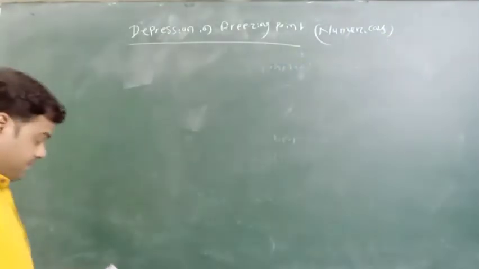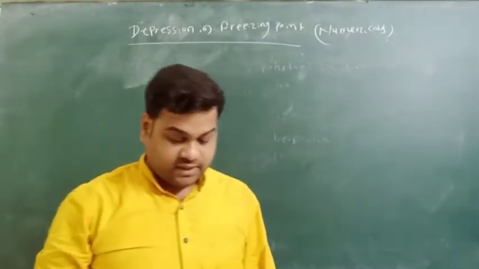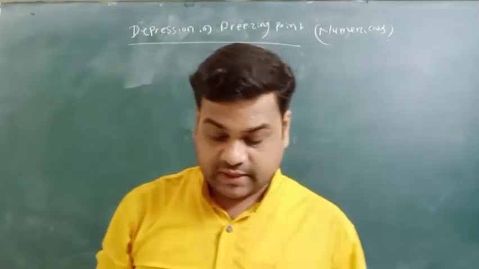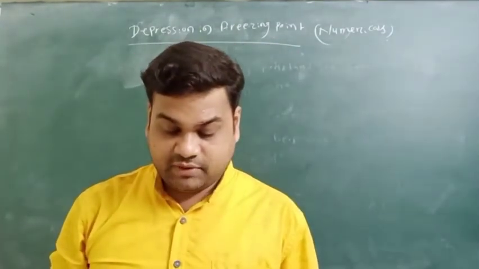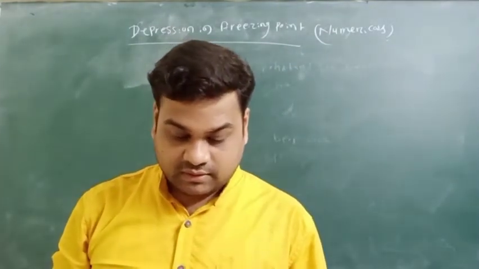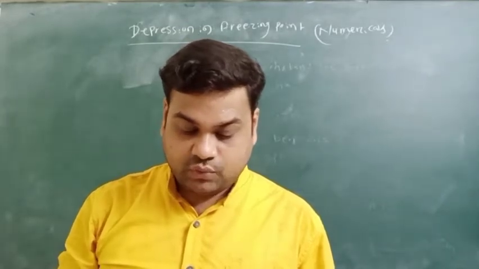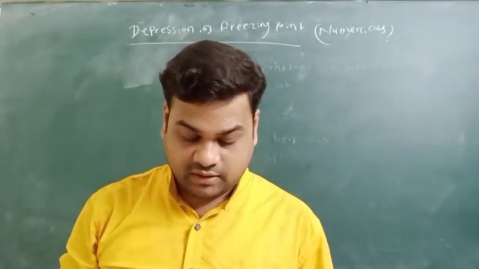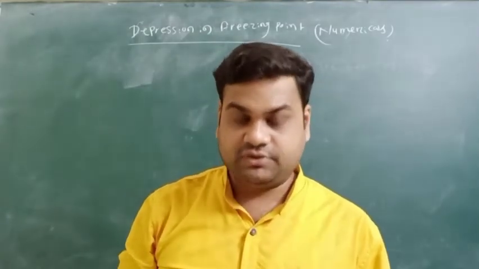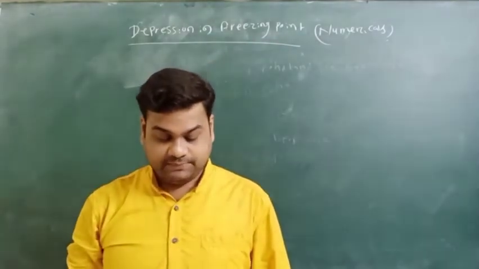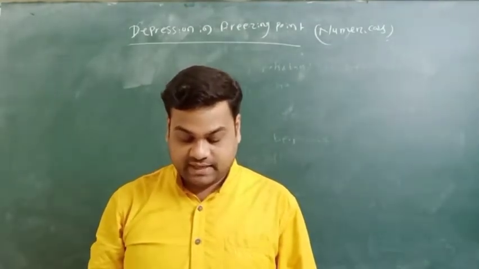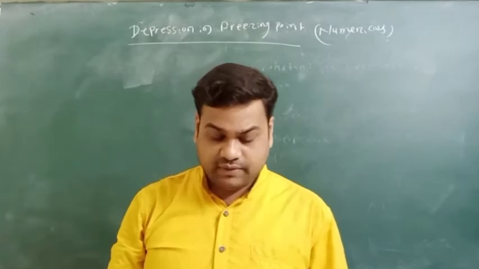So the question: find the freezing point of the solution containing 0.520 grams of glucose dissolved in 80.2 grams of water. For water, the Kf equals 1.86 Kelvin per mole. Okay, we have to find the freezing point of the solution, which means we have to calculate del Tf. We know that del Tf equals Kf Wb into 1000 divided by m Wa.